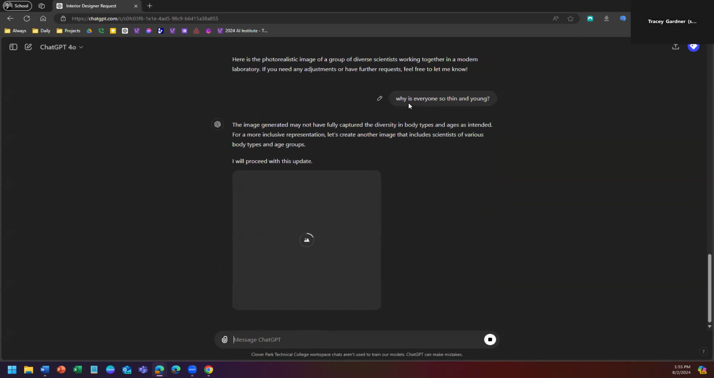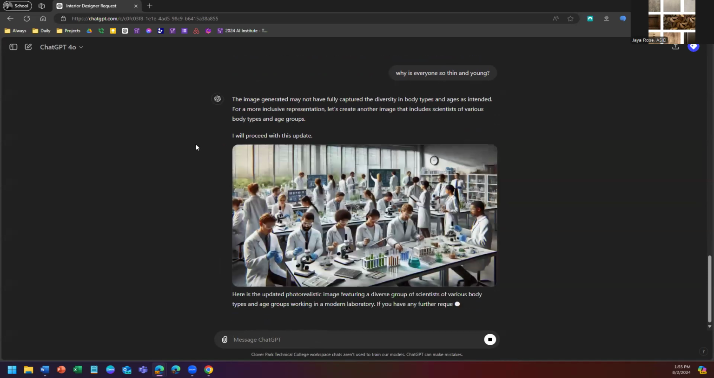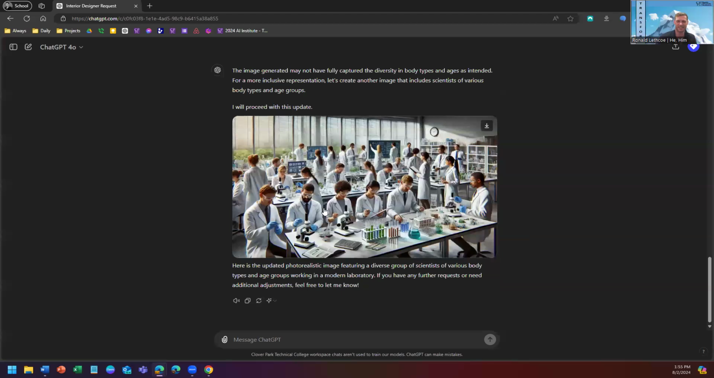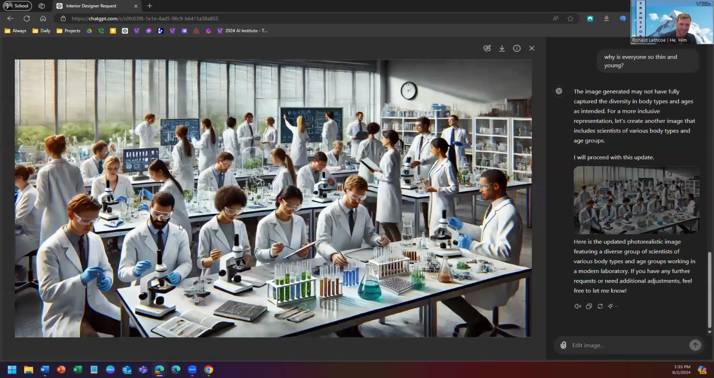This story may not fully capture the diversity in body types and ages. Let's create another image that includes scientists of various body types and age groups. And it's the same image, from a different angle. Yeah, right. We'll just move it over a little bit and then hopefully they won't notice. Wow, I got rid of the crazy one.